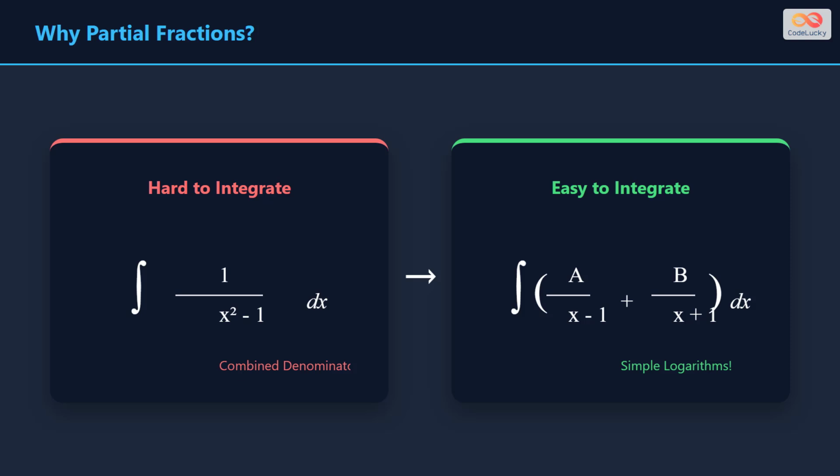Why do we go through this trouble? Consider the integral of 1 over x squared minus 1. Trying to integrate this directly can be confusing and difficult. However, if we use algebra to rewrite it as a sum of two smaller fractions, like A over x minus 1 plus B over x plus 1, the problem changes completely. These simpler terms are just standard logarithmic integrals. By decomposing the fraction, we turn a hard calculus problem into an easy algebra problem.